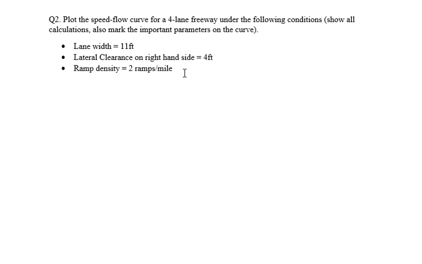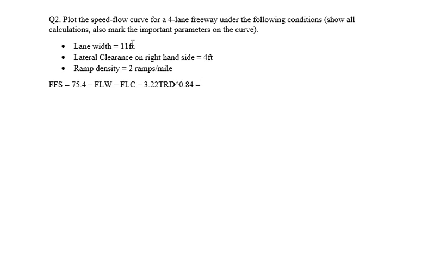Okay, so the first thing which we need to calculate in all these examples is the free flow speed. The free flow speed is this value, the factor for lane width minus the factor for lateral clearance. Now remember, it's a freeway, and then we have the factor for the ramp density itself.